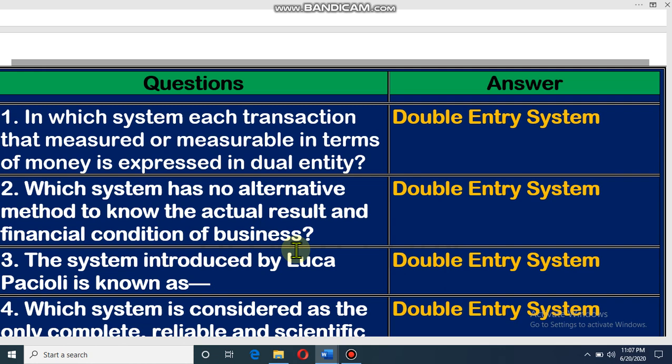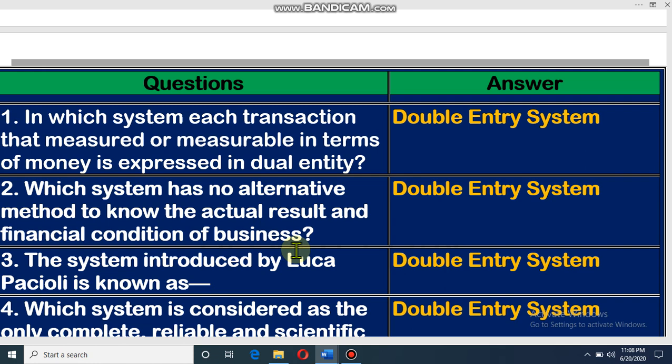Dear student, in that time, ancient people kept records in several ways, and after that, Luca Pacioli felt that a system was needed for recording financial transactions, and he invented the double entry system. That's why he is the father of modern accounting.